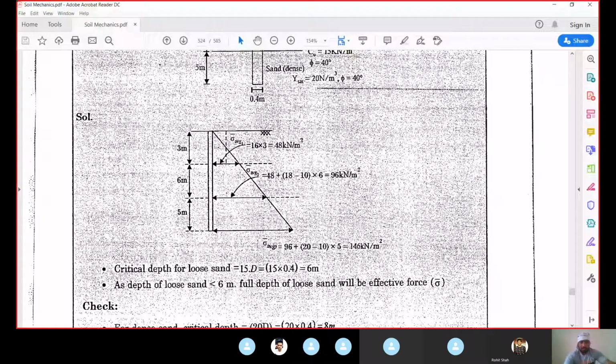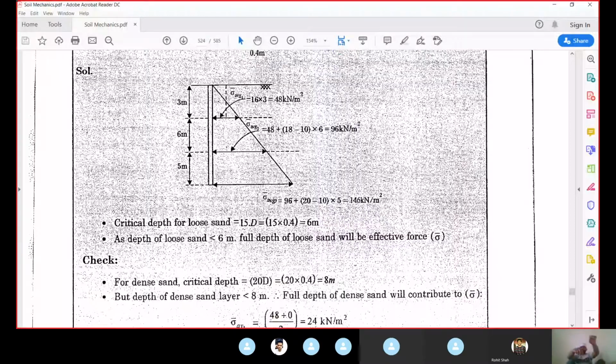Now the critical depth for loose sand: the way we were doing for dense sand, the critical depth for dense sand was 20 times the diameter of pile. But in case of loose sand, the critical length is equal to 15 times the diameter. So critical depth will be 15 multiplied by 0.4 meter, so it is 6 meter, right? The depth of loose sand is less than 6 meter.